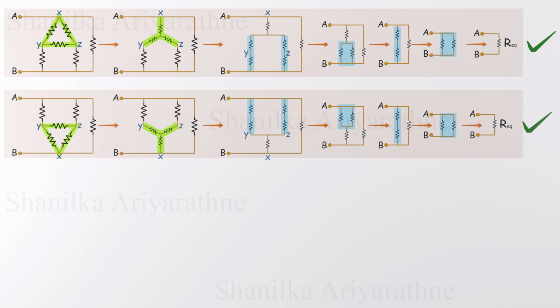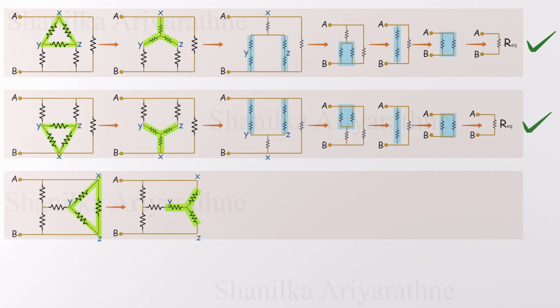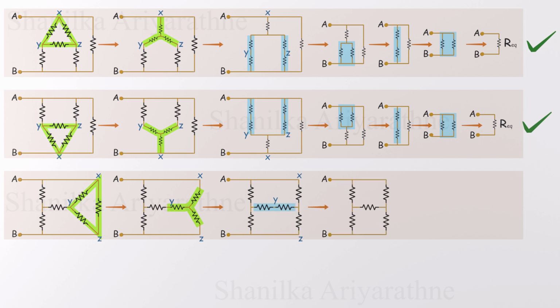Now let's move on to the third delta to Y transformation. Once again, I'll stretch out the branches to make the layout easier to see. At first glance, it seems promising. We can simplify two resistors right away. But then we hit a snag. What's left is a resistor that isn't part of any clear series or parallel combination. It just sits there, awkward and unsolvable.